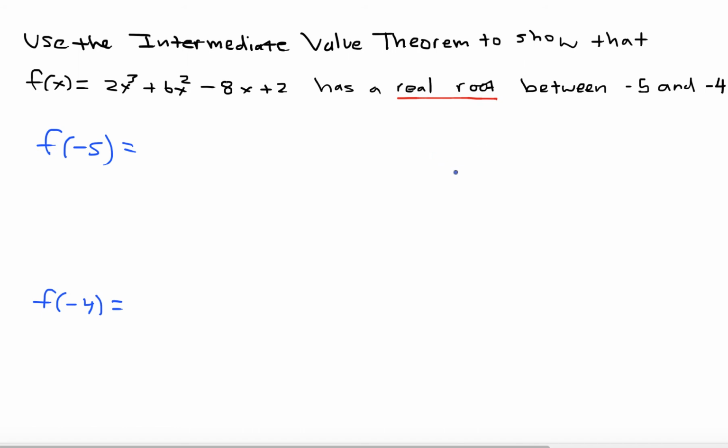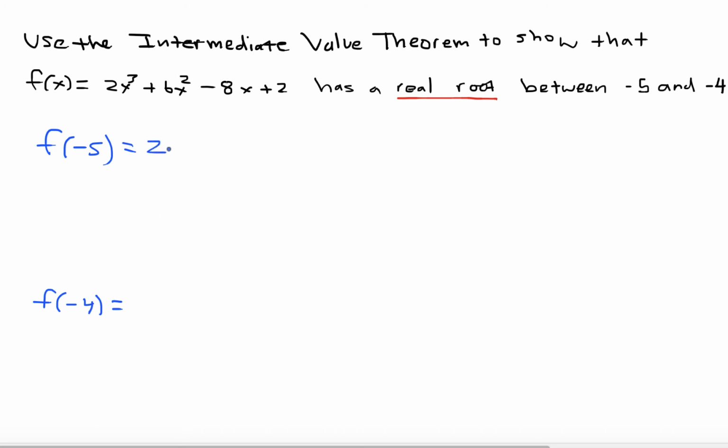So we're assuming that in between -5 and -4, the y value is equal to 0, which means on one side, it's either above the x-axis or below it, and on the other side, it's the opposite, but it can't be both. So once we plug both of these values into the function, one of them must be negative, and one of them must be positive. Let's go ahead and evaluate this.